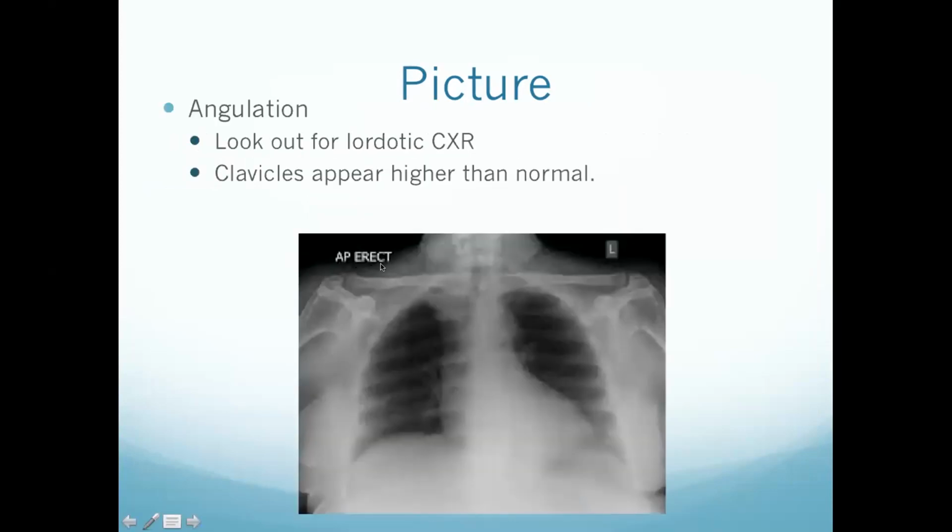Another thing is the angulation. If someone is lordotic, or the way they've taken the X-ray, they're in a bit of an awkward position, the clavicles can appear higher than they actually are. If you can see here, they are higher than they would be on a normal X-ray. The problem with that is that it's obscuring the apex of the lungs, so if there was an abnormality, it'd be a bit harder to see.